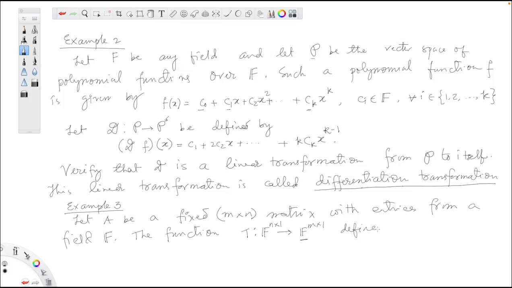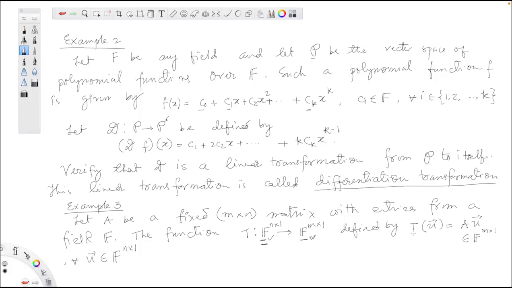So this is the vector space of m times 1 matrices over the field F. And this function is defined by T of u, where u is any vector here, to be equal to A times u. Remember that A is an m times n matrix, and when I multiply this m times n matrix with an n times 1 matrix here, what I get is an m times 1 matrix, which will be here, right? And this holds for all u in this vector space F to the n cross 1.